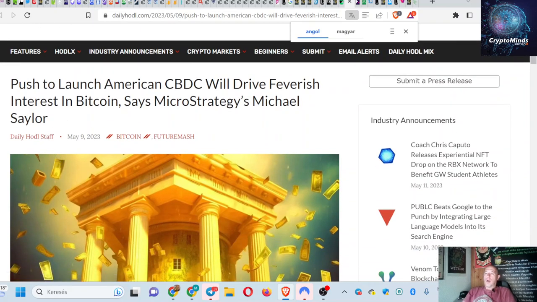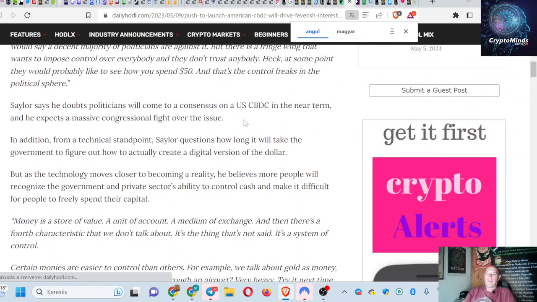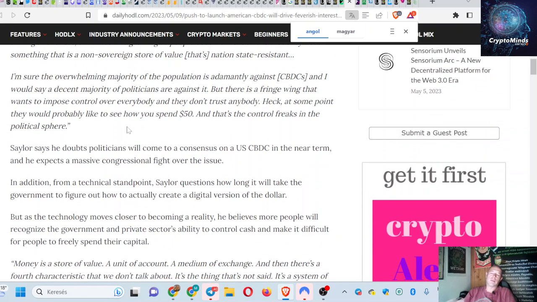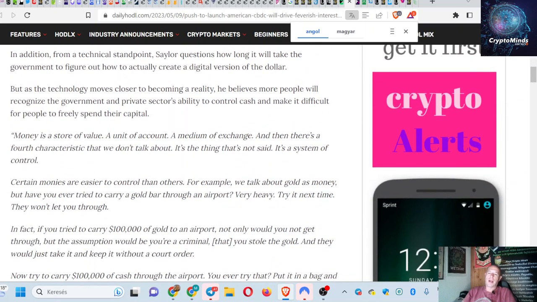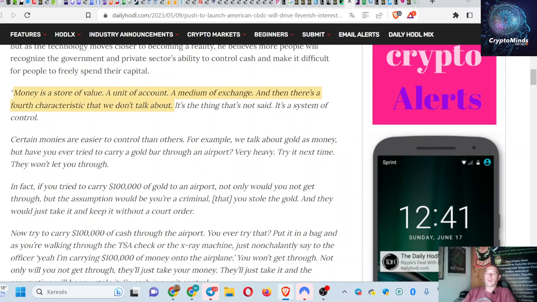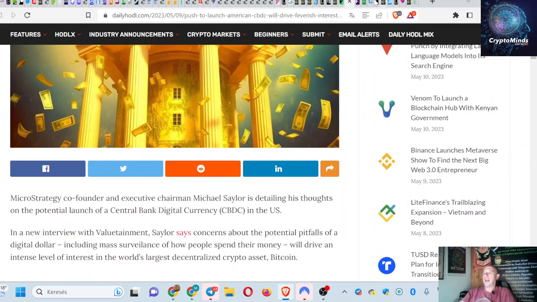Next, will this push to launch American CBDCs drive feverish interest in Bitcoin, says macro strategist Michael Saylor. I think we already talked about that. So if CBDCs will be launched, that means higher Bitcoinization. Money is a store of value, a unit of account, a medium of exchange, and then there is a fourth characteristic that we talk about. The thing that's not said is a system of control, and CBDC is also a system of control.